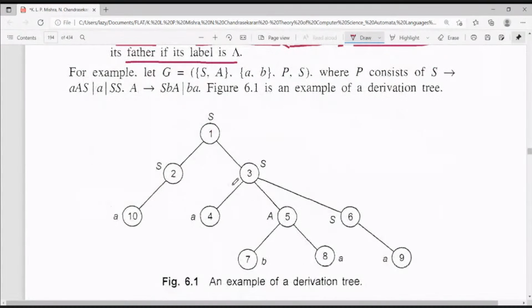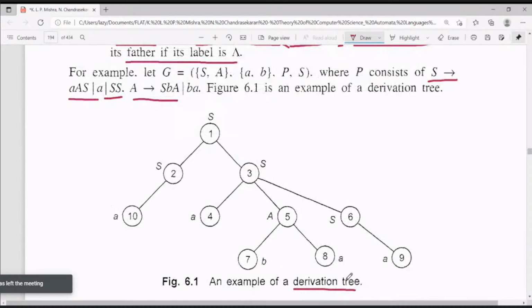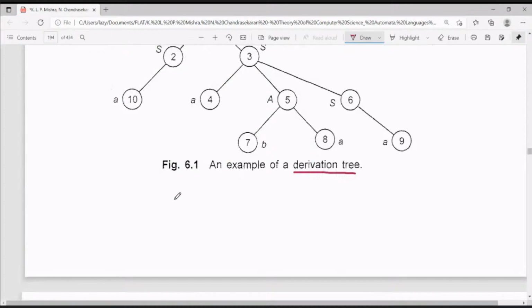So this is an example which is given. This is the production: S implies AAS or A or SS. A implies SBA, BA. I'm not saying capital A, small a, all that. It is visible. So this is one example of derivation tree. Given this production, S implies AAS, A and SS. A implies SBA, BA. So here we are specifically applying it for a particular yield over here.